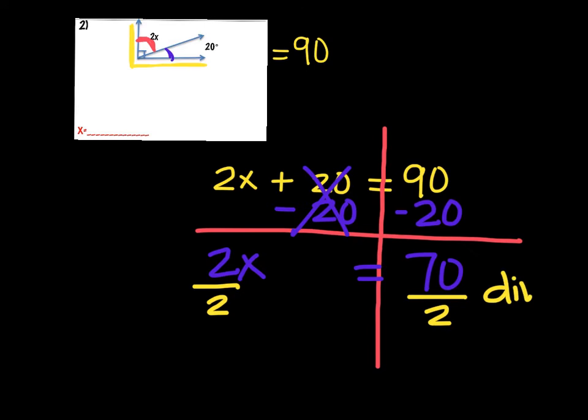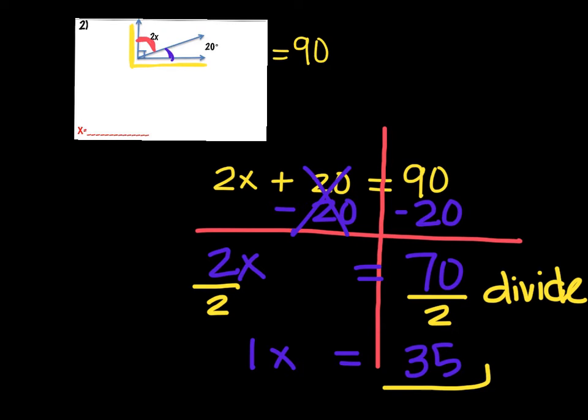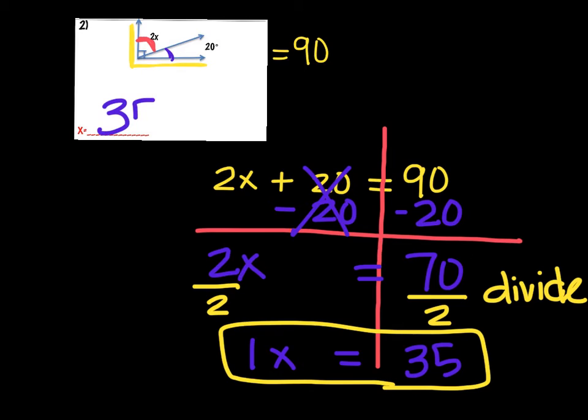And if you don't like the fraction bar way of showing division, you can write it another way. But then at the end, you're going to say 2 divided by 2 is 1. So 1x is worth 70 divided by 2, which is 35. So this would be my final answer. 1x, or x, is worth 35. So on my answer blank, I would write 35.